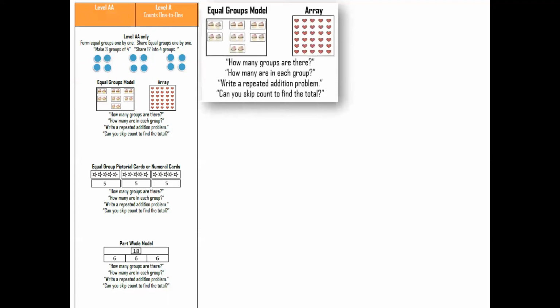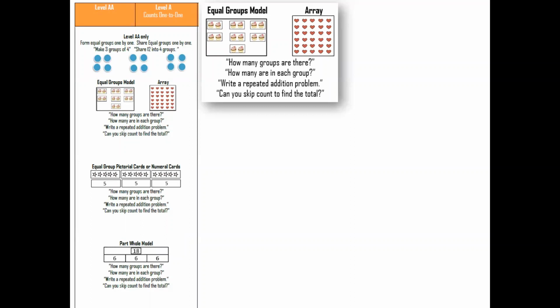So the first one is you would show them equal groups models and array models. And remember, how many groups are there? How many in each group? Write a repeated addition problem. Can you skip count to find the total? Your goals for level A or level AA are really easy. The first goal is you want them to start to identify groups and how many are in each group. Next, you want them to connect it to addition. And the third one is create a reason for skip counting, okay?